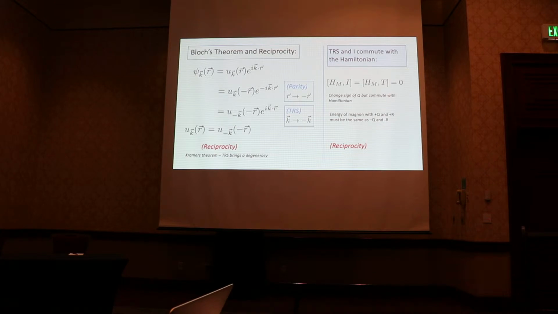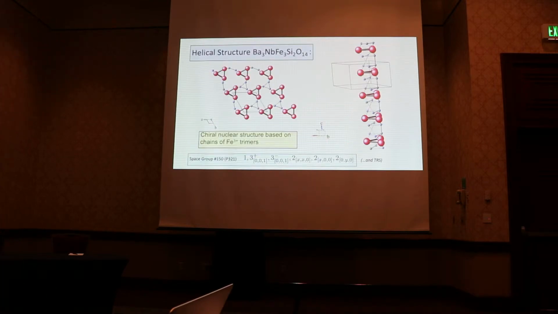This plays out if you look at Bloch's theorem. You see with Bloch's theorem that if you switch the position with inversion or parity, and also time reversal, you end up with this symmetry here, that the periodic part has to be the same if you swap k and you swap r, so that this exponential takes care of itself. And that's a statement of reciprocity. In terms of local magnetism, I think this is also a statement of Kramers' theorem, where time reversal symmetry brings in some sort of degeneracy to your system.